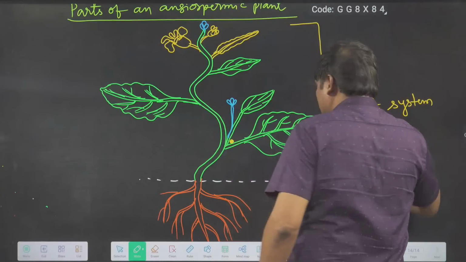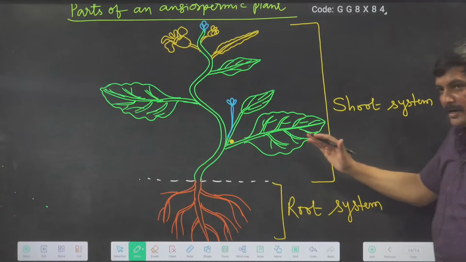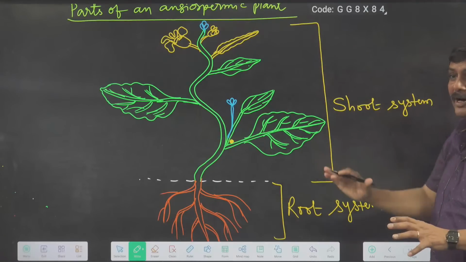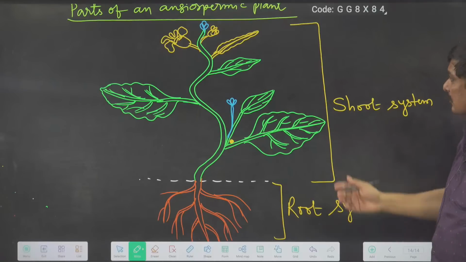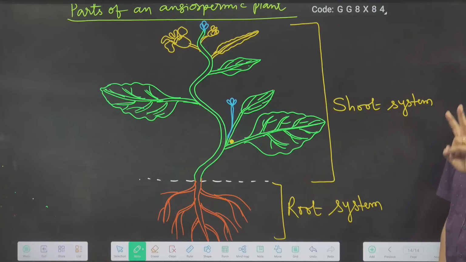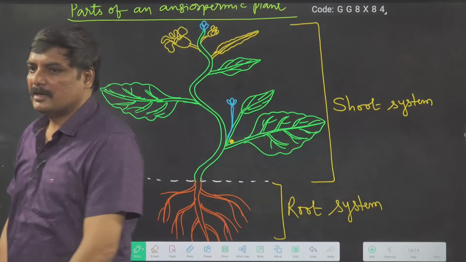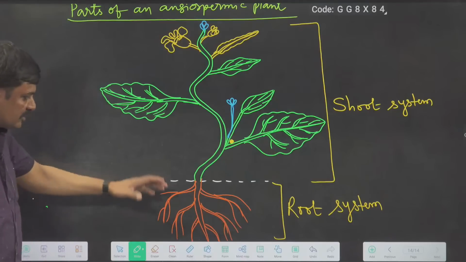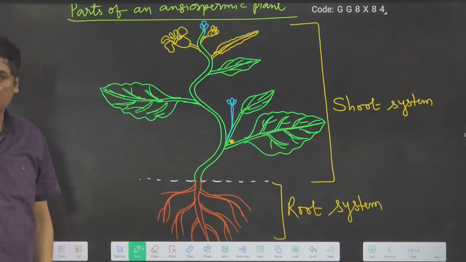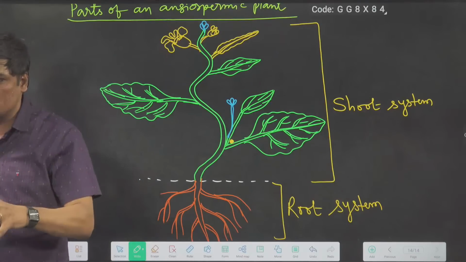So an angiospermic plant body mainly consists of two parts. An underground part called root system, and an aerial part, or the part that is present above the ground, constitutes shoot system. So there are two parts mainly in an angiospermic plant body: root system, shoot system. Clear? The root system is present below the soil. It provides anchorage, support to the plant body.